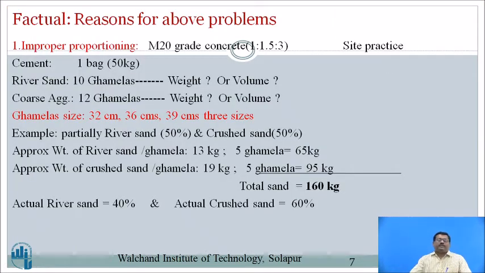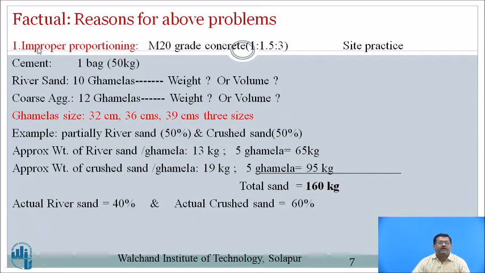Okay, now these were the issues, these were the problems because of the higher content of dust used in the crushed sand. So what is the factual? What is the reason for the above problem? Now, first is improper proportioning. In M20 grade of the concrete, generally the proportion is 1:1.5:3, and how this entire calculation is disrupted, we can see here.